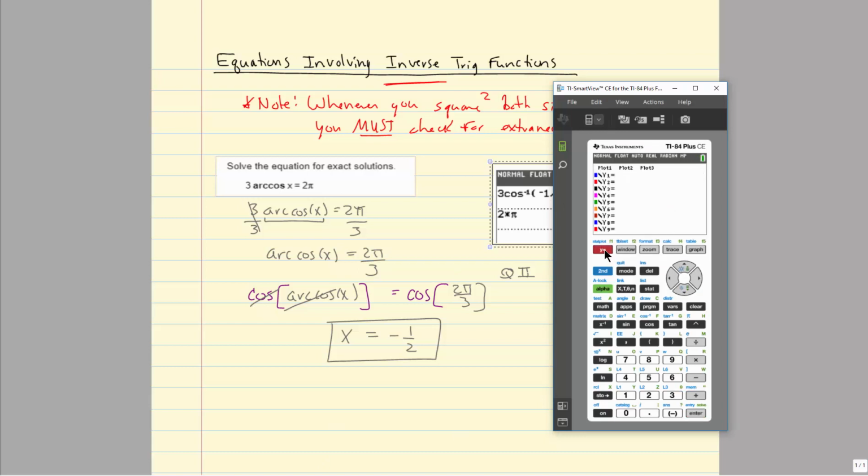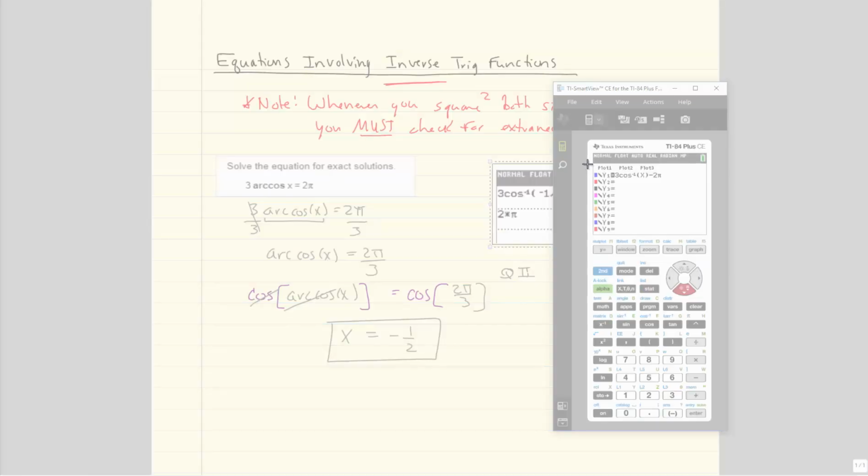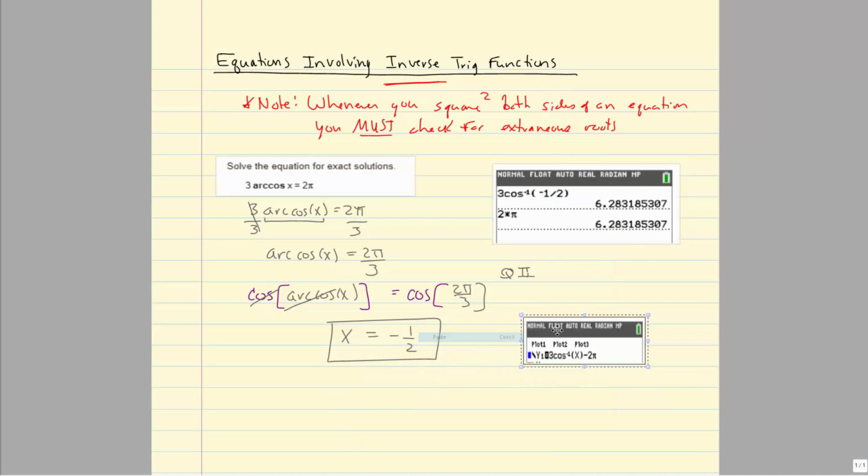Let's go ahead and graph this as well. We graph 3 inverse cosine of x, using our shortcut key, x, close parenthesis, and then I have to subtract over the 2 pi, because we have to get it set equal to 0. Let's copy and paste this one into our lecture as well. Notice we're in radian mode up here at the top, and that's going to be very important.